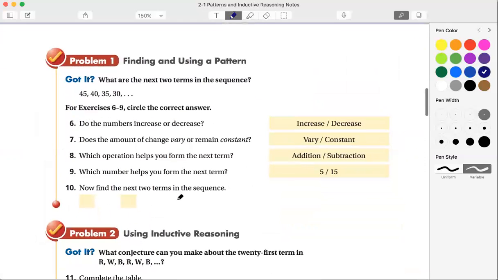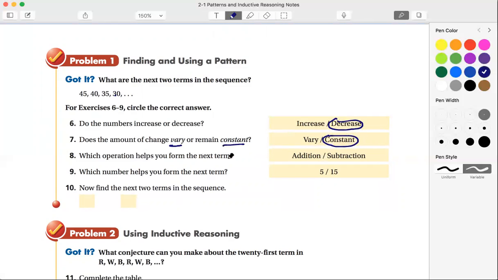All right. So let's find and use a pattern. What are the next two terms in the sequence? So here's 45, 40, 35, and 30. What are the numbers doing? First thing we have to think about: well, they're decreasing. Are they decreasing by different amounts or the same amount? Vary means to differ, and constant means to be the same. It looks like they're decreasing by the exact same amount, so it's a constant decrease.